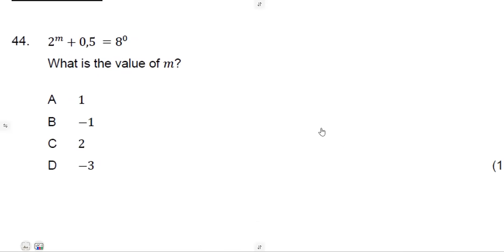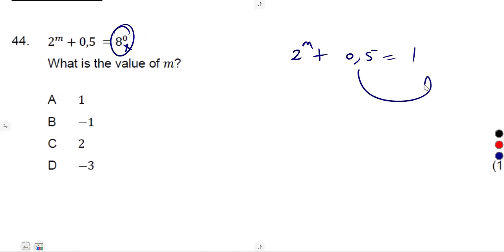Number 44, an equation under our exponents. 2 to the exponent of m plus 0,5 is equal to 8 to the exponent of 0. This is 1. Any number to the exponent of 0, guys, is what? Is 1. So take the 0,5 there. It is going to be a minus, or simply subtract it. Subtract 0,5. So that was going to give us 0,5.